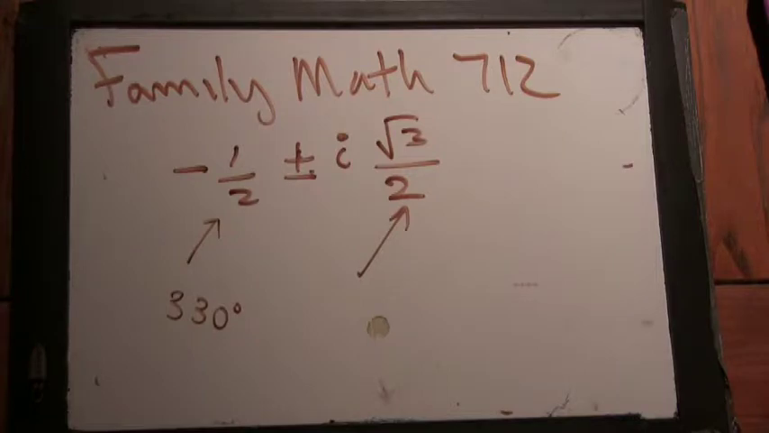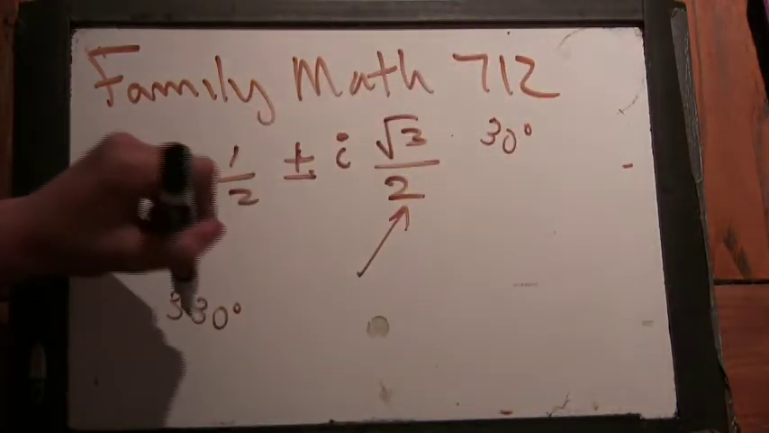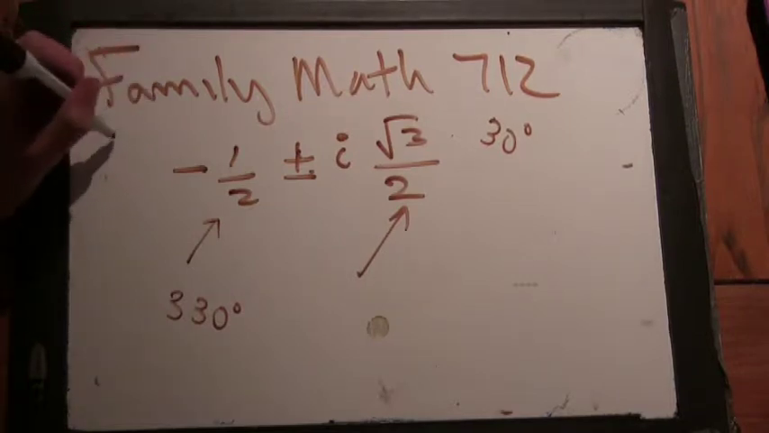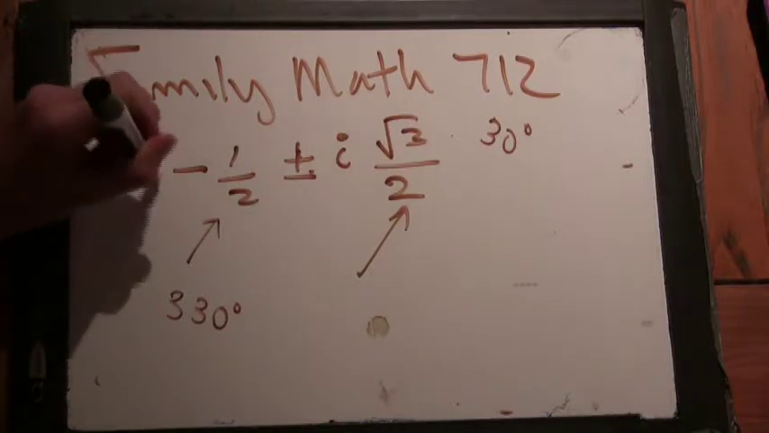Well, root 3/2 you'd see anytime you have a positive, you'd see this root 3/2 also at 30 degrees. Okay. Another 330 degrees. Alright. And then here, I think you'd see this at 210 degrees also.